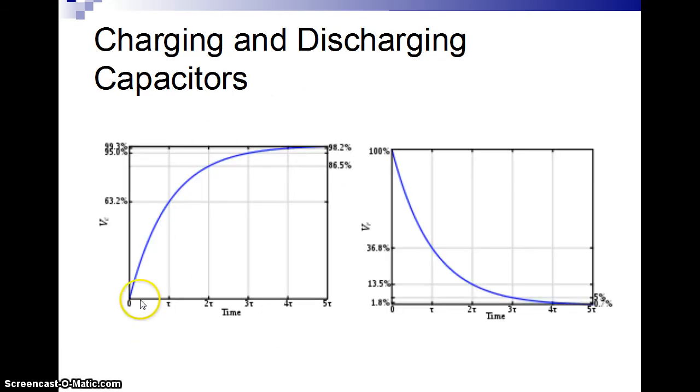So here's a charging capacitor. Over 5 time constants, it goes to there. So after one time constant, it increases like e to the minus 1. All right, and the same thing for discharging. So after 5 time constants, it's pretty close to 0.